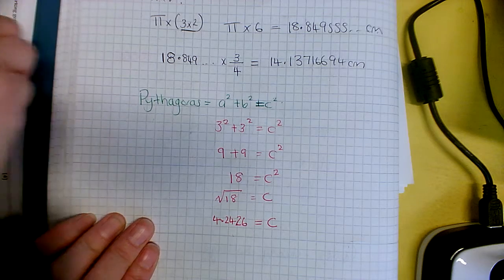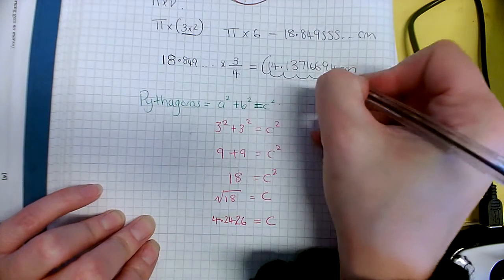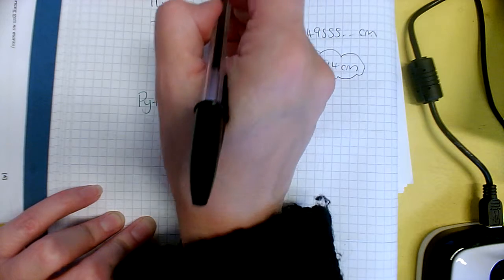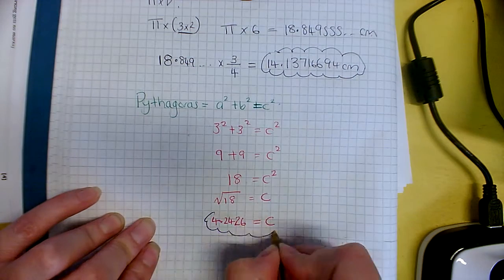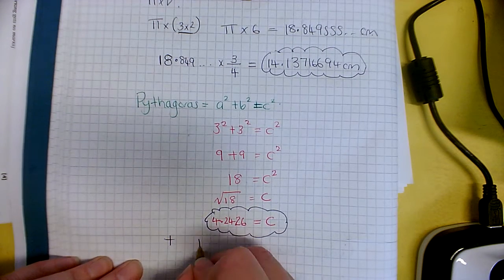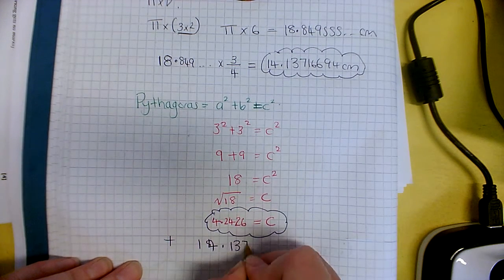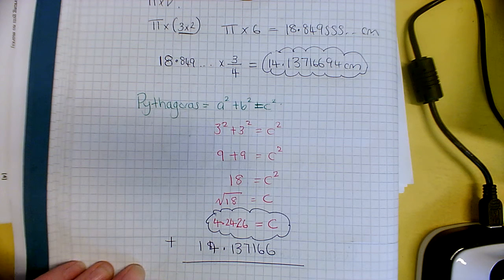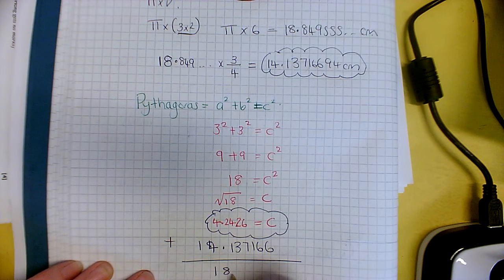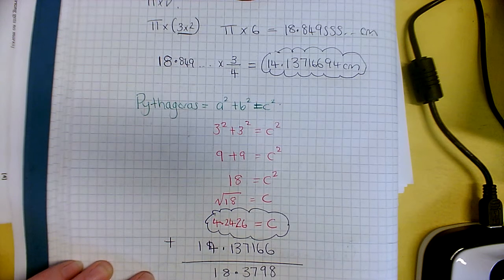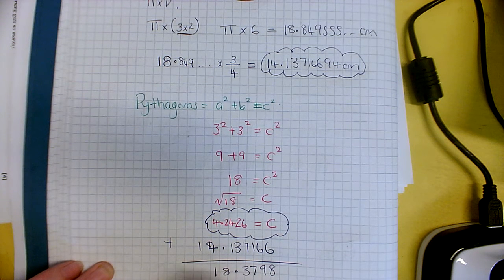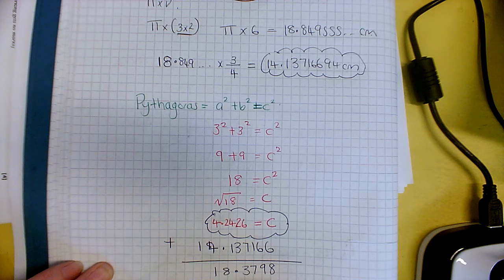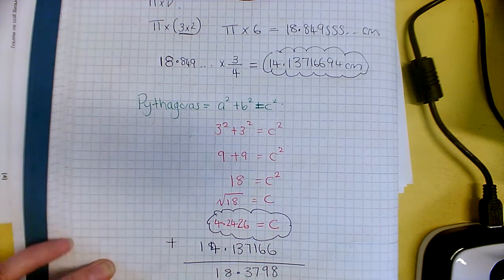So I now know that this length here is equal to 4.2426, and all I simply need to do now, and this is where I get very excited, this is my bit that we said was from around here to here, and this is my bit that we said was from here to here. So I'm just going to add those two together. So 14.137166, etc., add that together, 14.13716 gives me 18.3798, and I'm going to do that to three significant figures. So I've got 18.4 centimetres.